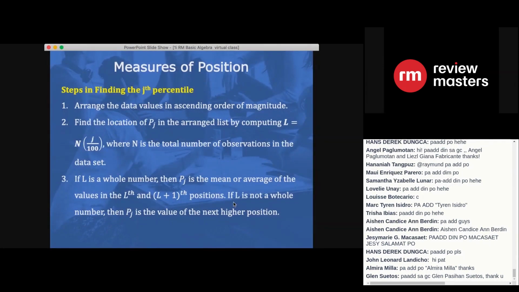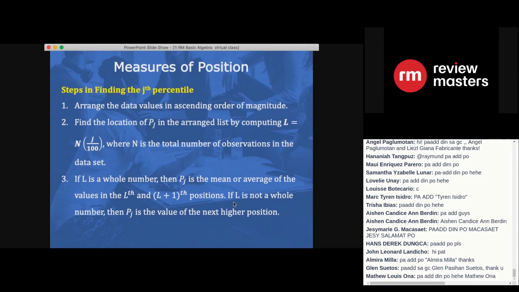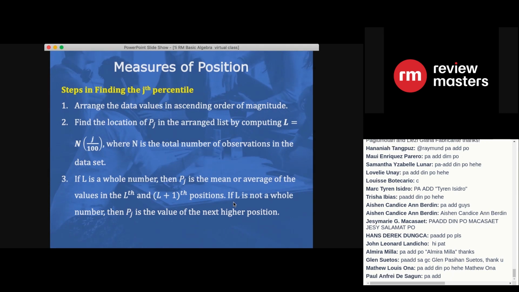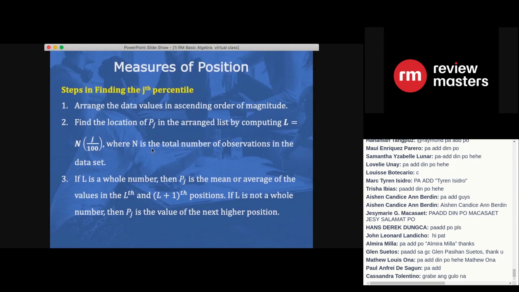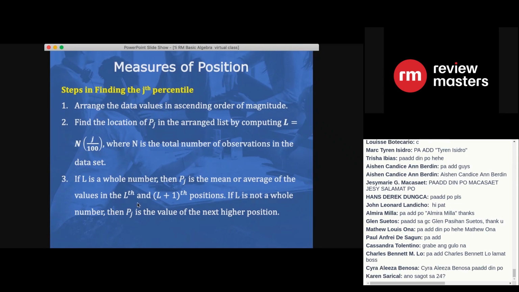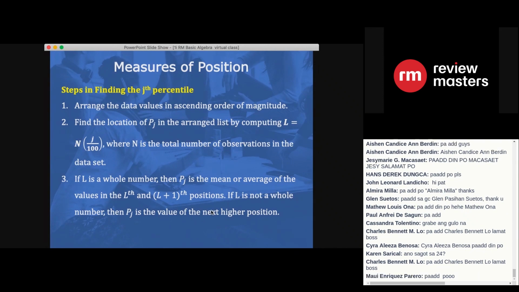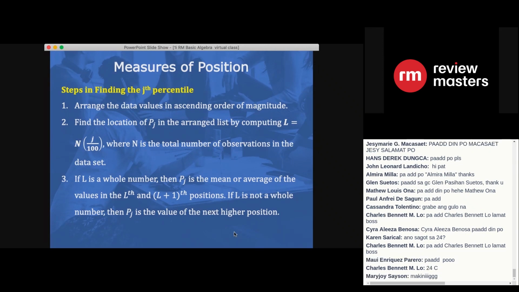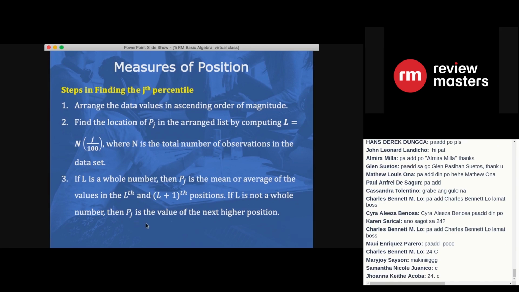If L is a whole number, so yung location natin, pag measure natin ang location, hindi ito yung sagot, kung ang hinahanap mo pa lang ay location. Okay? Kung ang L na nakuha mo is a whole number, then yung hinahanap mo na P sub J is the mean or average of yung Lth location and L plus 1 location positions. If L is not a whole number, P sub J is the value of the next higher position.